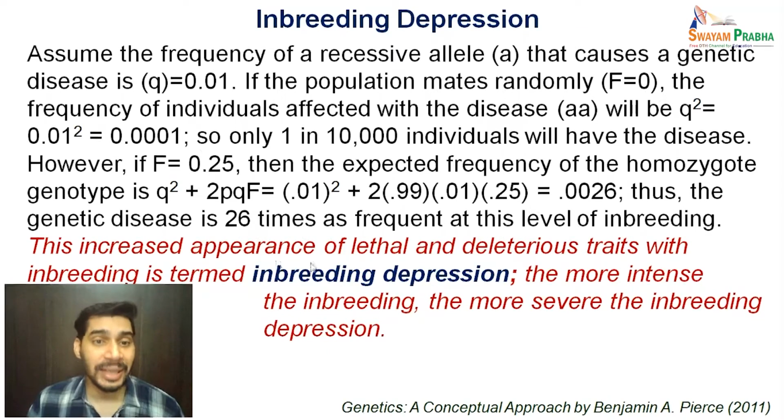This increased appearance of lethal and deleterious traits with inbreeding is called inbreeding depression. The more intense the inbreeding is, the more severe the inbreeding depression is.